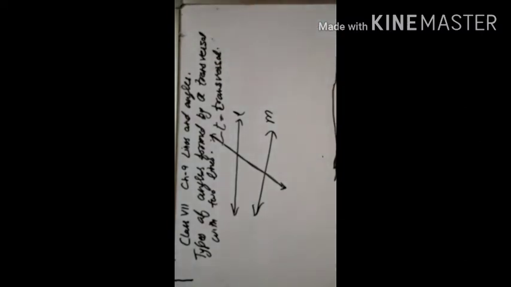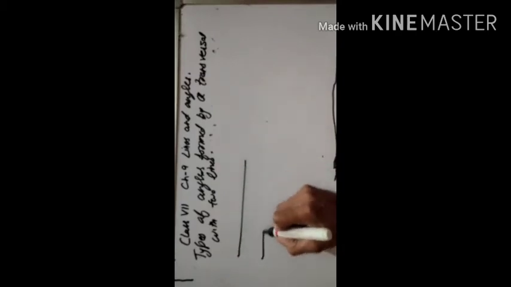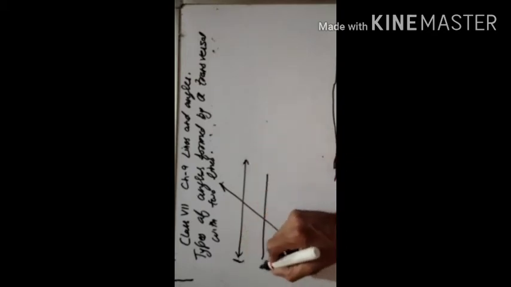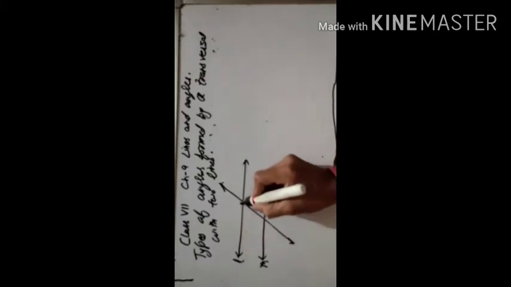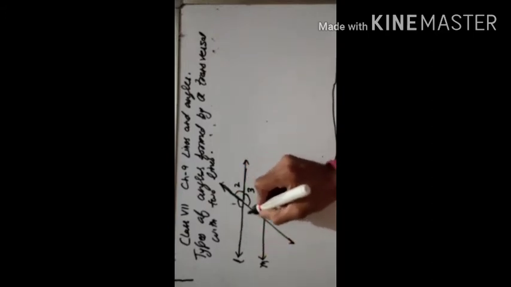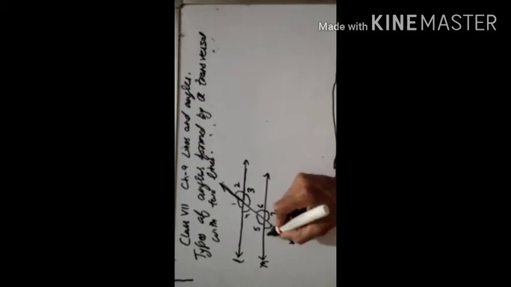Now this transversal, when it cuts these two lines, forms angles with them. Suppose this is a transversal and these are two lines L and M. Name the angles 1, 2, 3, 4, and this is 5, this is 6, this is 7, and this is 8. Now 8 angles are formed by a transversal and two lines.